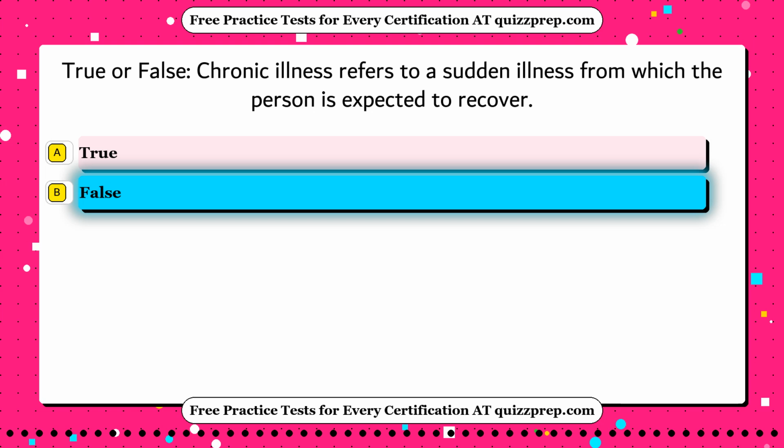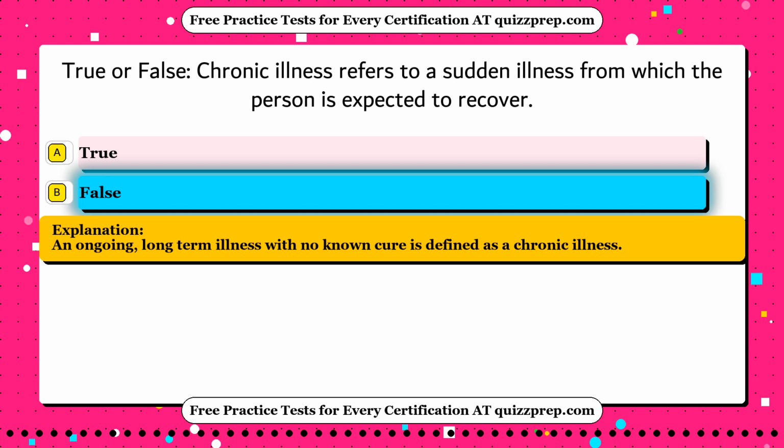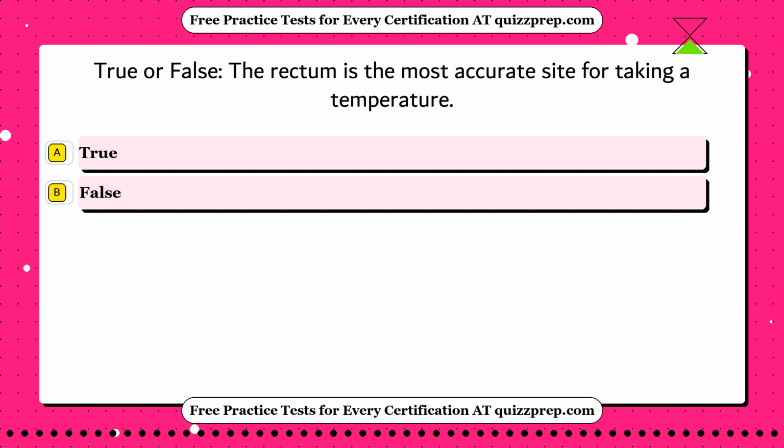The correct answer is option B, false. An ongoing, long-term illness with no known cure is defined as a chronic illness. Question 68. True or false, the rectum is the most accurate site for taking a temperature. Option A, true. Option B, false.